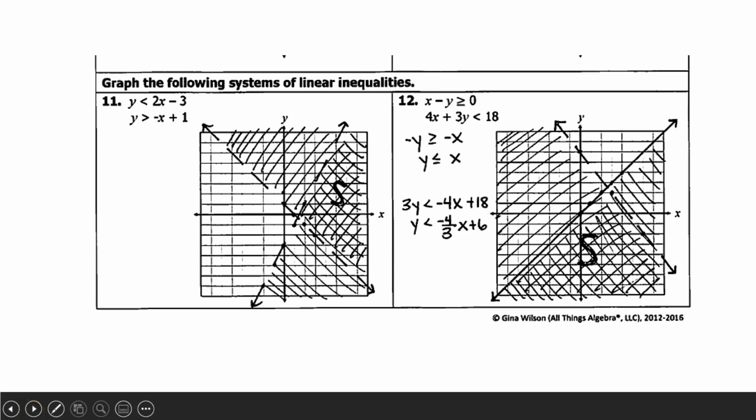Here's my systems. We graph both of them, and the overlap is your solution right there. They label it with an S. Feel free to do that. You got to rearrange these to slope-intercept form, and here's the overlap for that one. So I just have to be able to see what the solution is.